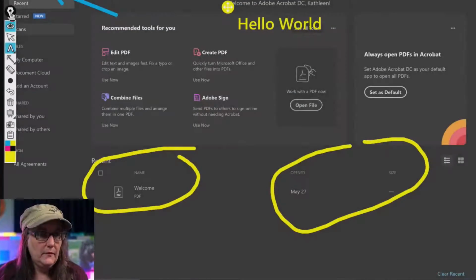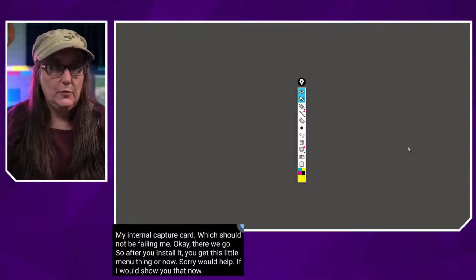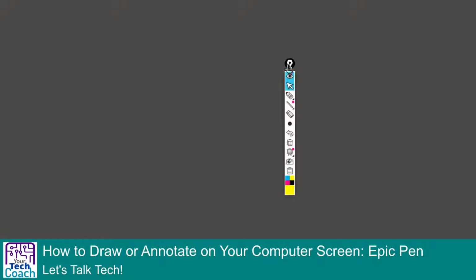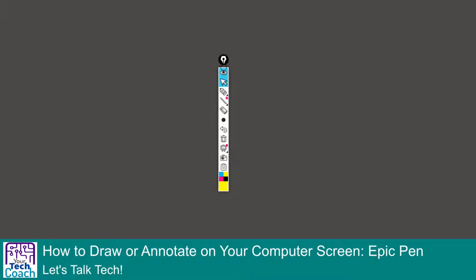Okay, there we go. So after you install it, you get this little menu thing here. Now, sorry, it would help if I would show you that. See, this is why you don't do this live. All right, so after you install, then you're going to get this little thing. Now, this may not show. Sometimes it doesn't pop up all the time. I've noticed when I install it on different systems.